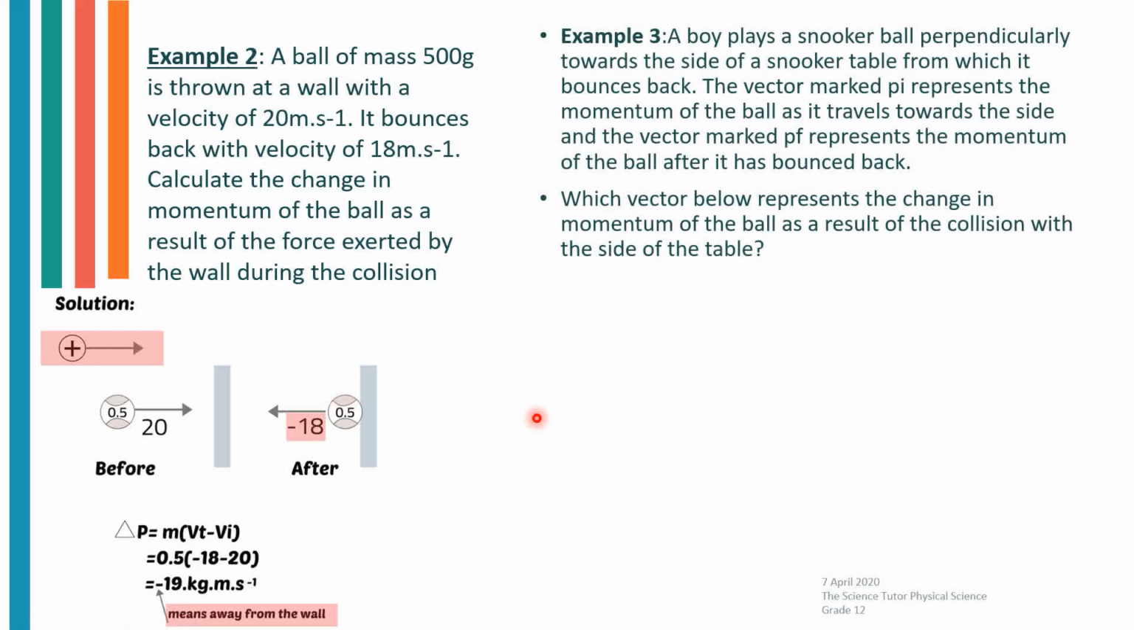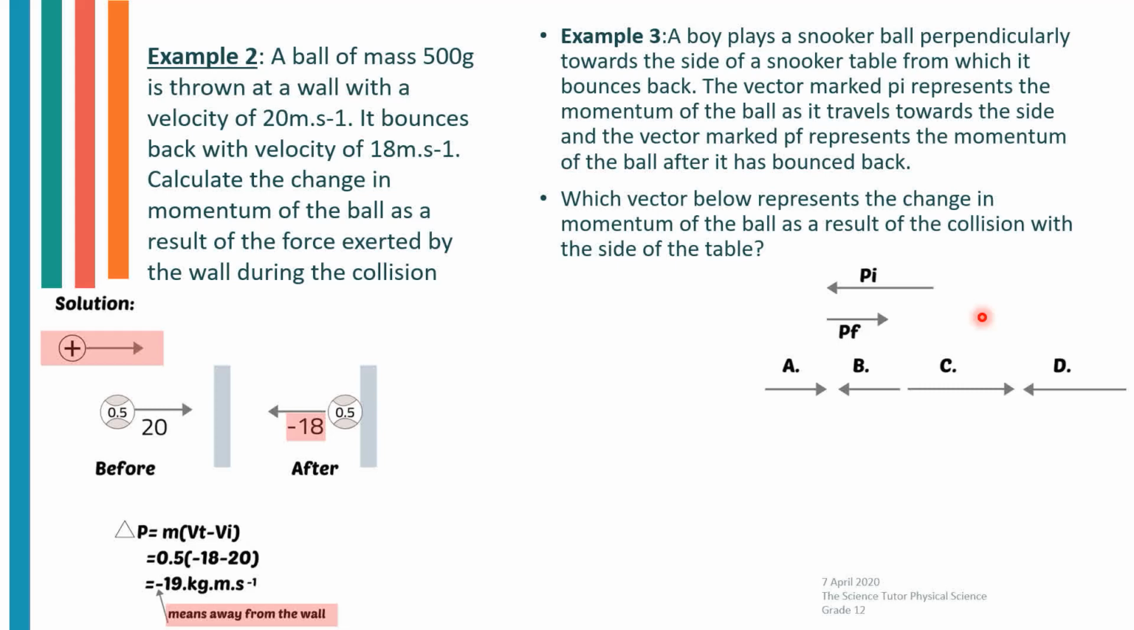Okay, so for example 3. A boy plays a snooker ball perpendicularly towards the side of the table from which it bounces back. So our vector marked Pi represents the momentum of the ball as it travels towards the side of the table, and the vector Pf represents the momentum of the ball after it has bounced back. Which vector below represents a change in momentum?